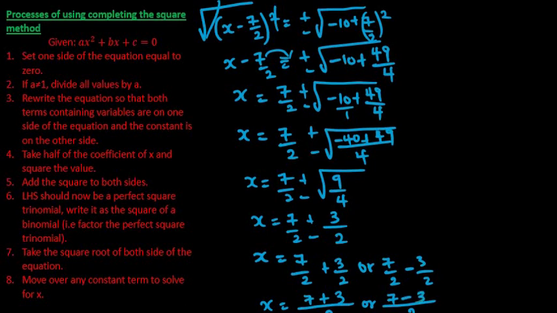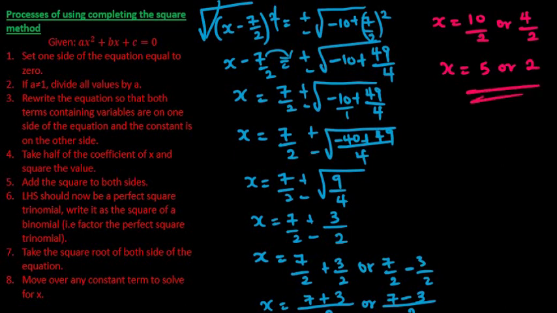The value becomes x equals 7 plus 3 gives us 10 over 2, or 7 minus 3 gives us 4 over 2. x equals 10 divided by 2 gives us 5, or 4 divided by 2 gives us 2. So these are the values for x. x equals 5 or 2.